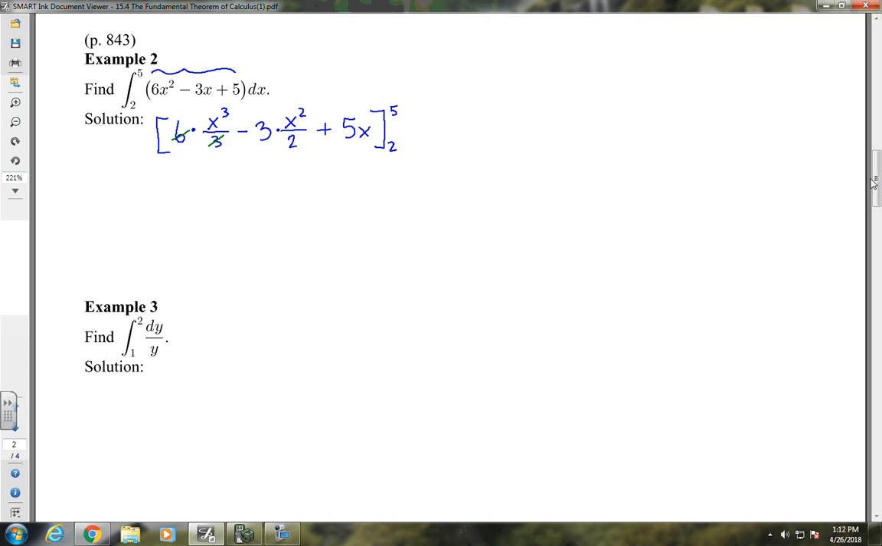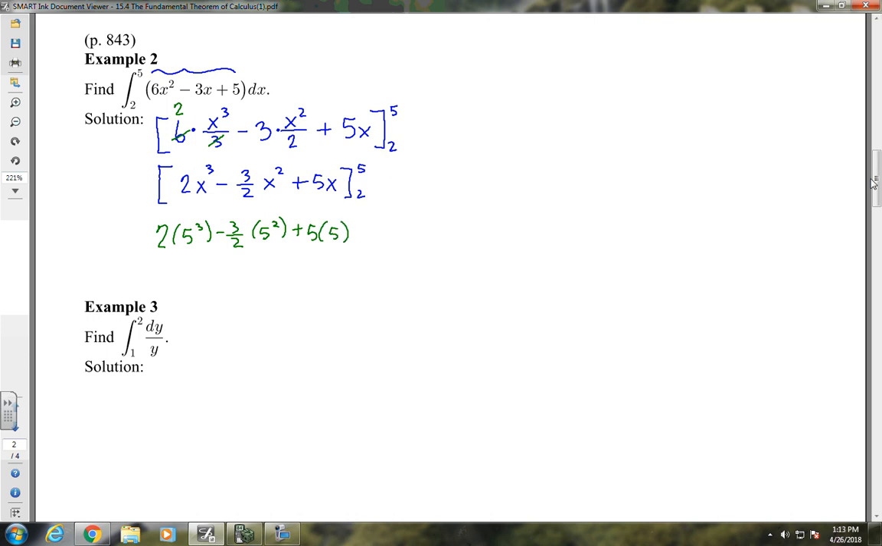So I notice right here I can reduce that just a little bit. And maybe I'll write that second term a little neater so that it's easier to read. So we have 2x cubed. Let's rewrite that second term as 3 halves x squared and then plus 5x. So what we're going to do next is plug in our upper limit of integration, which is 5, everywhere I see an x. So we have 2 times 5 cubed minus 3 halves times 5 squared plus 5 times 5.